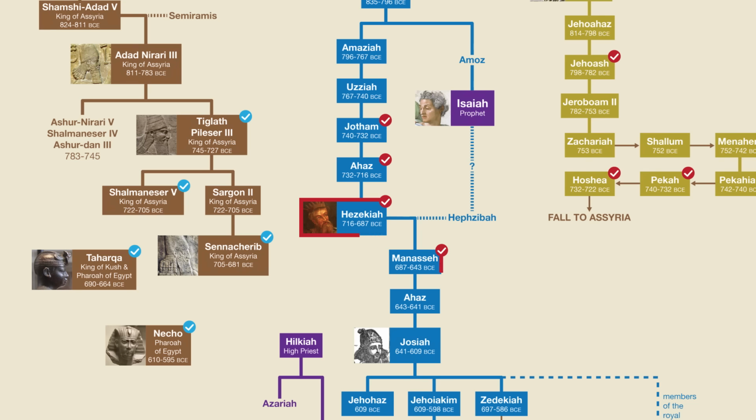He was followed by his son Manasseh, who is also mentioned in Assyrian records, and then by Ahaz, who was assassinated after just 2 years on the throne. This led to an 8-year-old boy named Josiah becoming king.